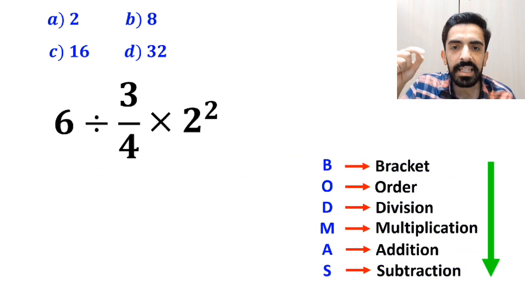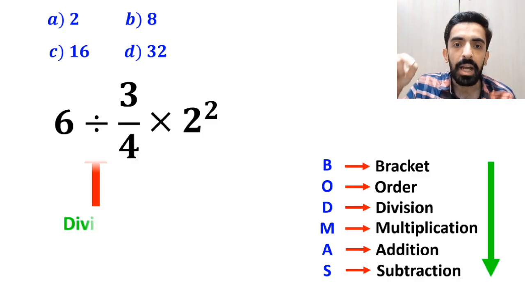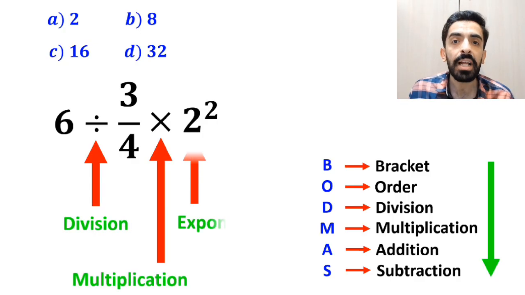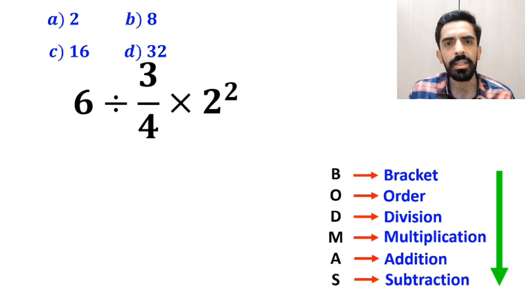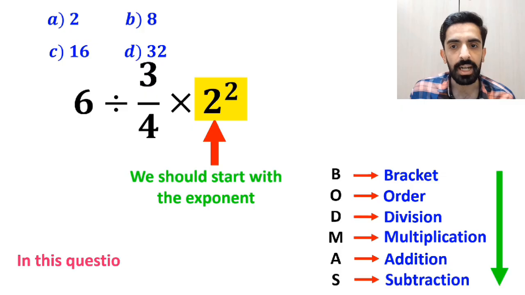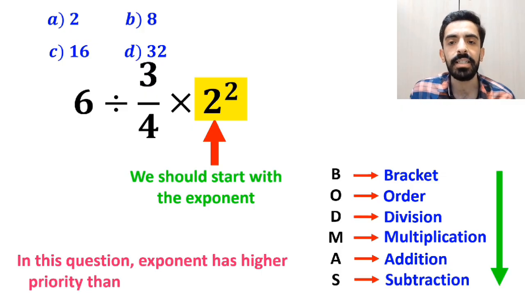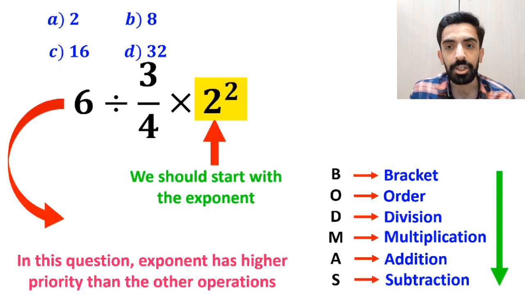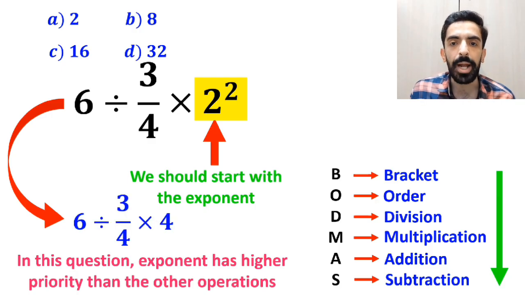Alright, as you can see in the image, in this problem, we have a division sign, then a multiplication sign, and finally exponent. According to the PEMDAS rule, we should start with the exponent, because in this question, the exponent has a higher priority than the other operations. So, instead of the original expression, we can write 6 divided by 3 over 4 times 4.